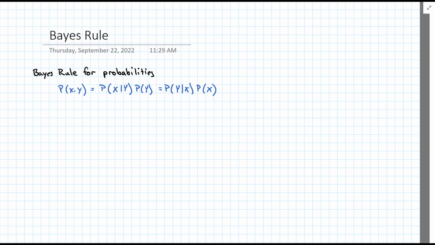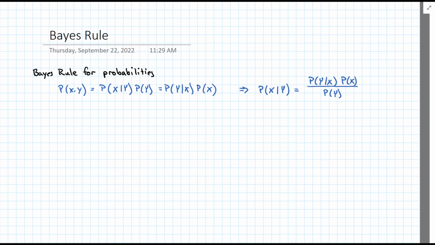Now, using these, and this is the format that most people encounter Bayes' rule, we get that the probability of x given y is equal to the probability of y given x times the probability of x, all over the probability of y.